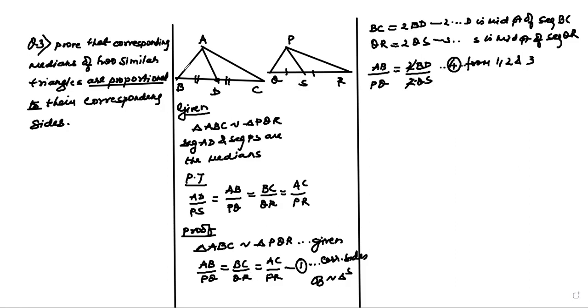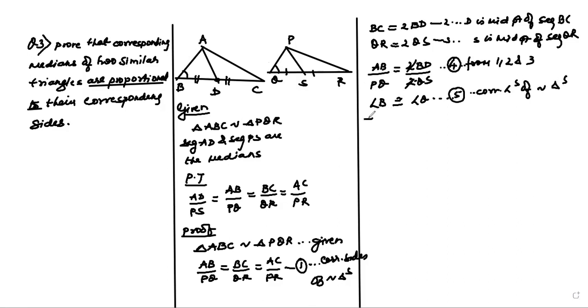Also, just have a look at this angle B. So ultimately I got AB upon PQ equal to BD upon QS. Now look at this triangle. Angle B and angle Q are also congruent. Angle B is congruent to angle Q, corresponding angles of similar triangles, statement number 5.